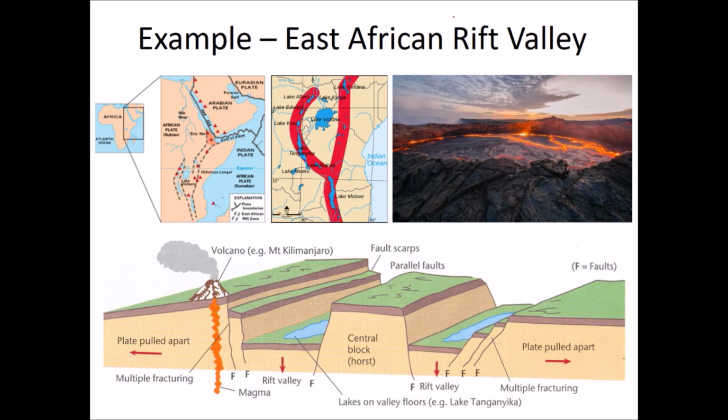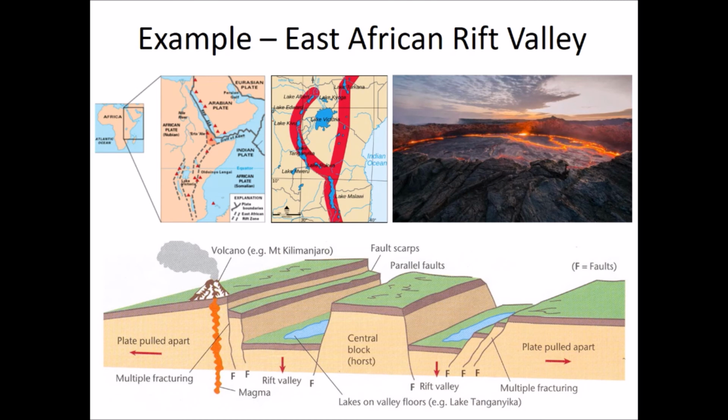So here, the situation is a little bit more complex. We actually have three plates separating at this point. We have the Arabian Plate, we have the Nubian Plate, and we have the Somalian Plate. So actually, those plates are separating in three directions, creating almost like a bit of a Y-shaped junction. We can see the Y shape if we look at this red section on this diagram here, where one of the rifts runs up the eastern side of East Africa and one of them runs up the western side of East Africa.